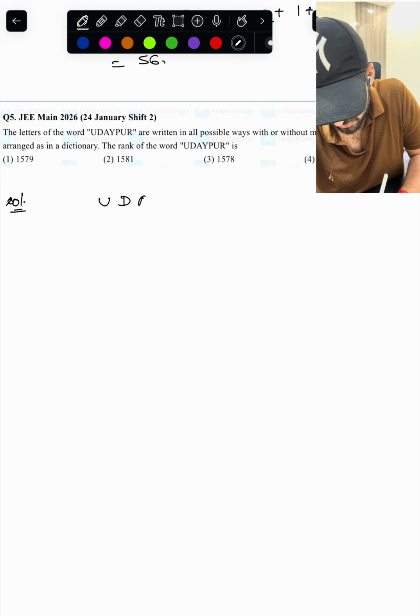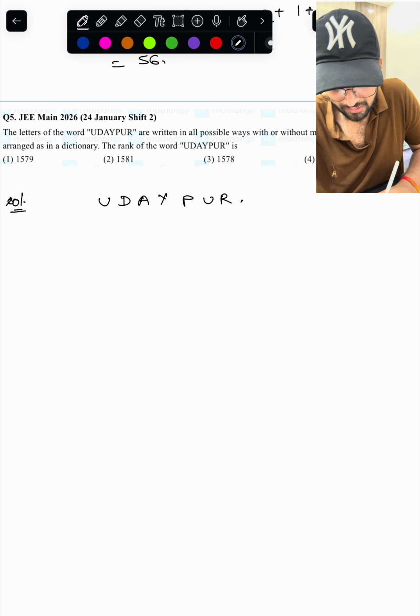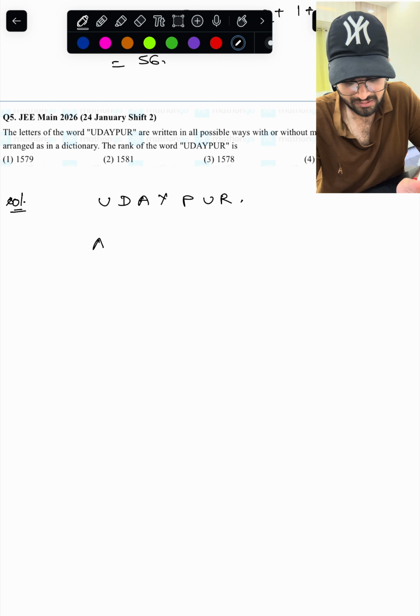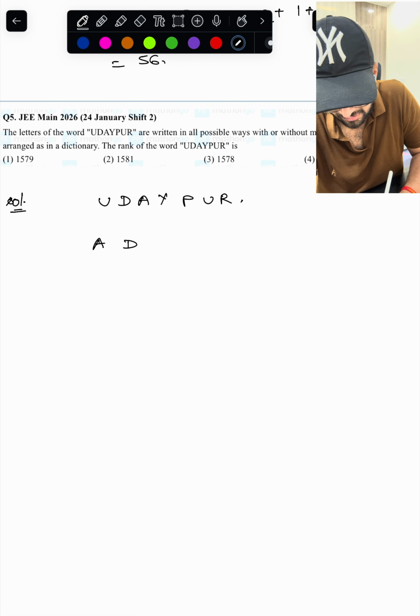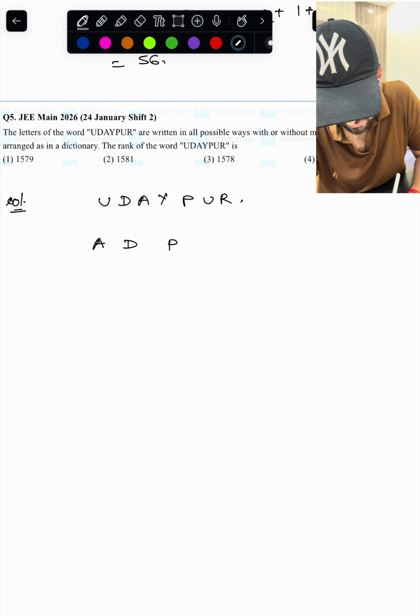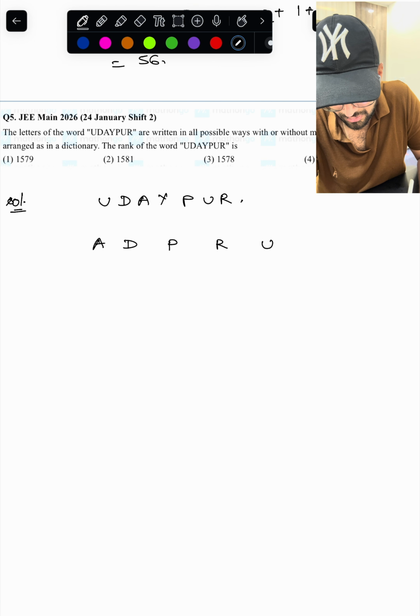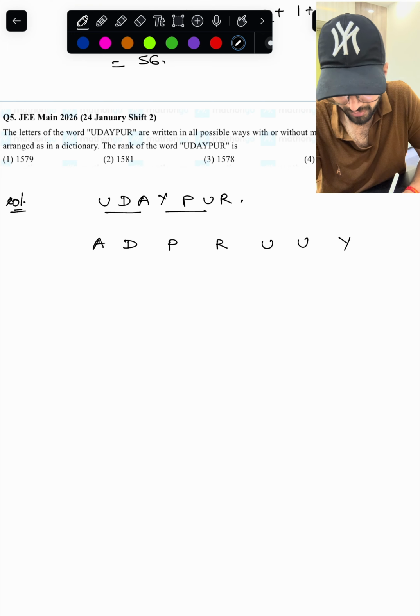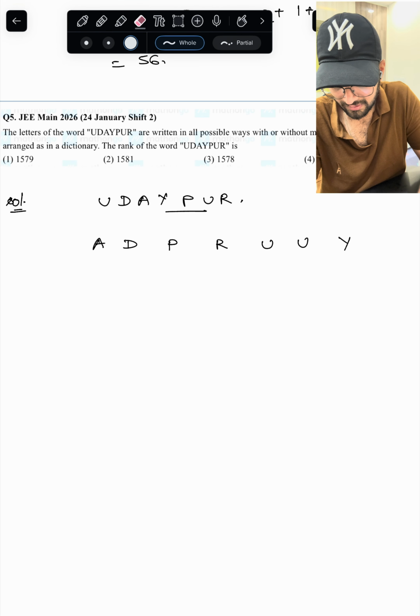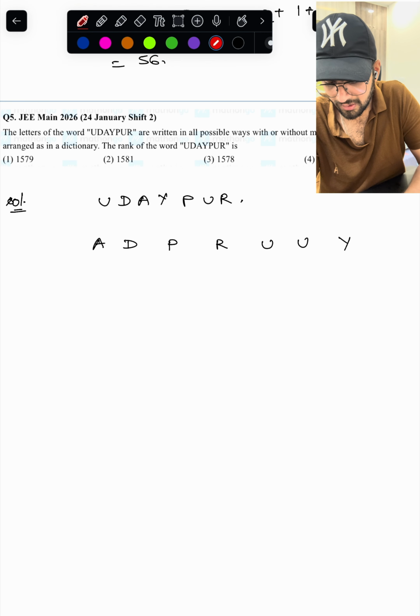So what is Udaipur? Okay. Now arrange the letters in alphabetical order, which is A, D, P, R, U. I mean there are 2 U's, right? So how many letters are there? 3, 6, 7. 7 letters are there. Done. So now how to calculate the rank?